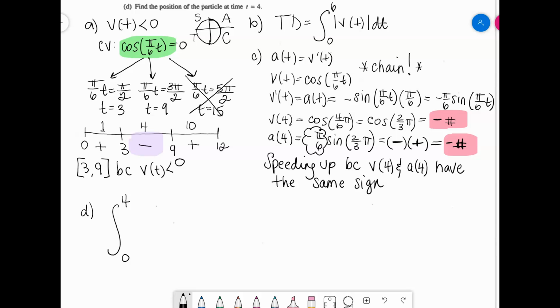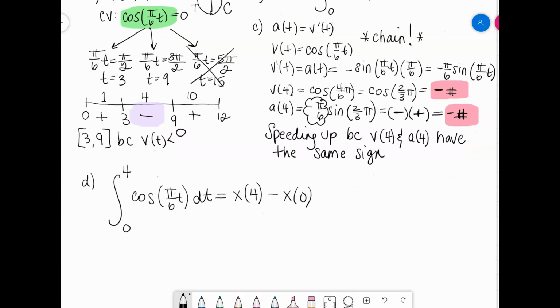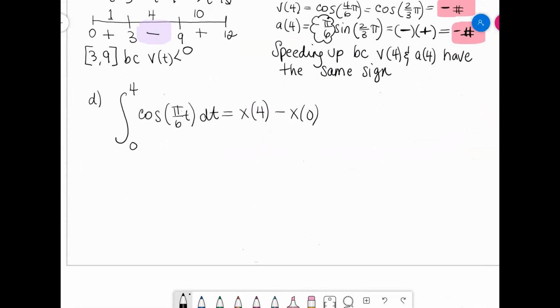And we're going to integrate velocity, which was the cosine of pi over 6 t, with respect to t. And then that, by the fundamental theorem of calculus, will give us the position at 4 minus the position at 0. So we're actually going to have to do this without a calculator. Oh no. All right, so we're going to integrate this and get a value.